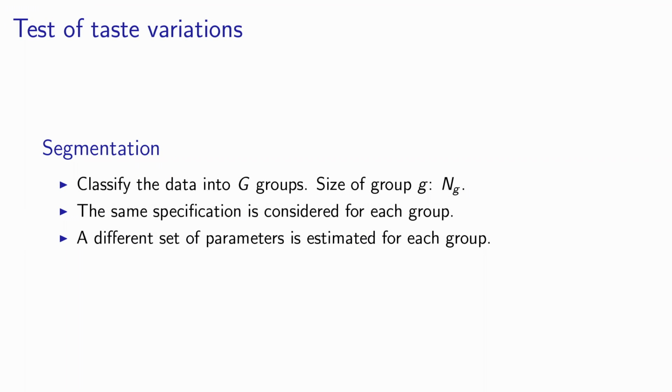The way to do it is to take the population and segment it, so to organize the population into groups, let's say G groups, and the size of group g is N_g. Then we write a specification of the model. The same specification is considered for each group, but a different set of parameters is estimated for each group separately. And then the idea is: how different are the values that we obtain by estimating the model in each group separately from the set of parameters that we would obtain by estimating the same model on the entire sample? So this is the idea.